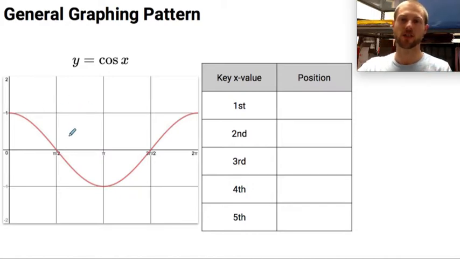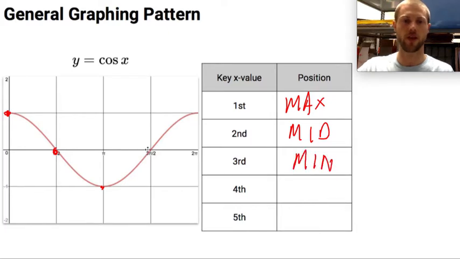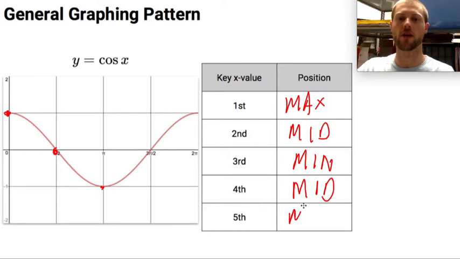When I think about my key x values, just like I did in my sine curve, that's going to be every quarter of my period. So in this case, the typical period is 2 pi, just like before. And so my key x intervals or values are spaced out by pi over 2. So my first key value is starting at my max. And my next key value is going down to the midline. Then my next key value is going down to the minimum. Then back up to the midline, and then finally up to end at the max.